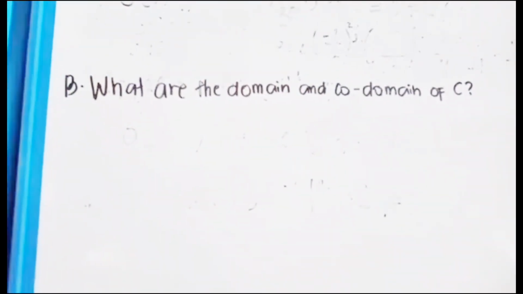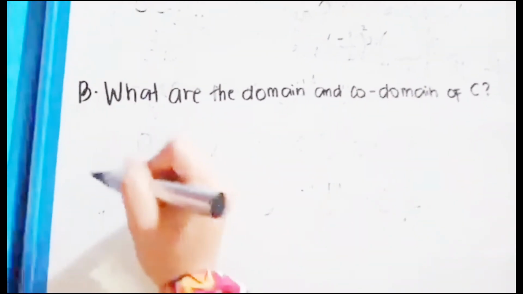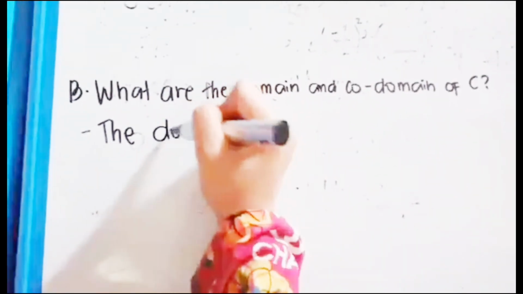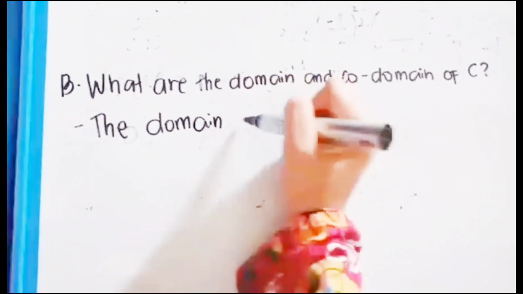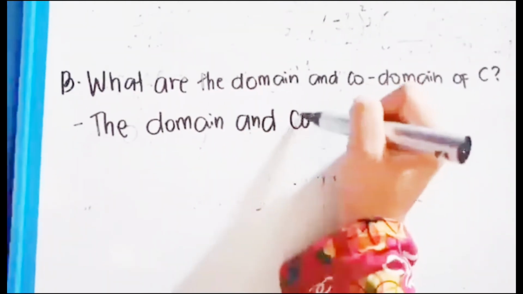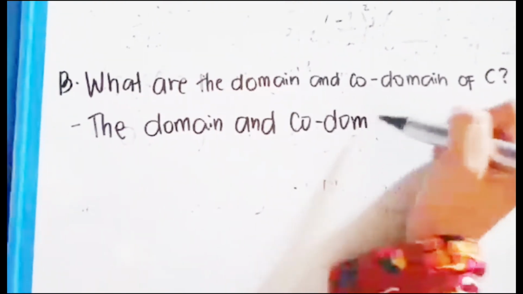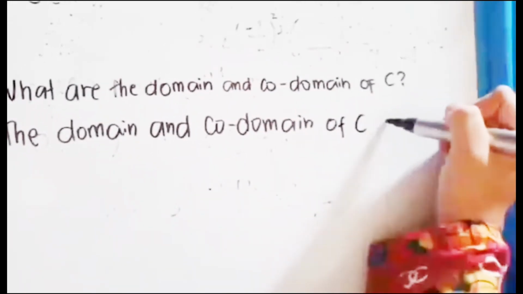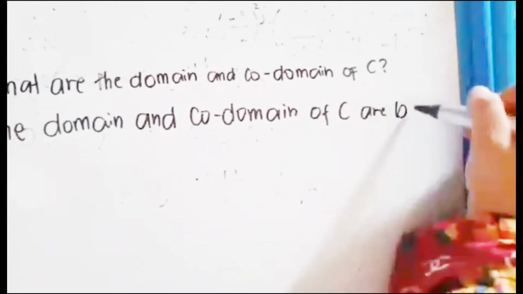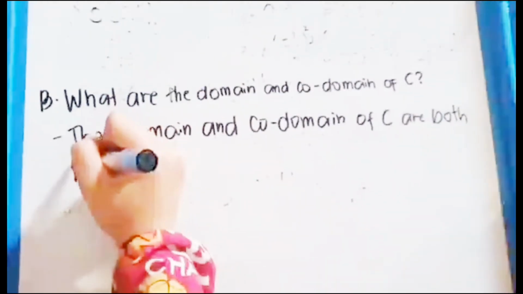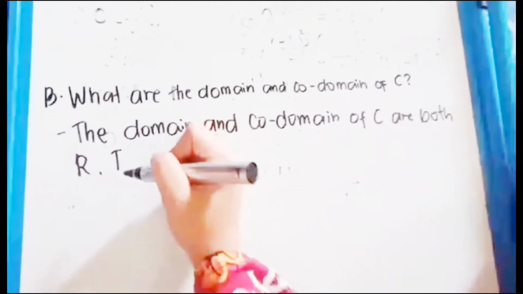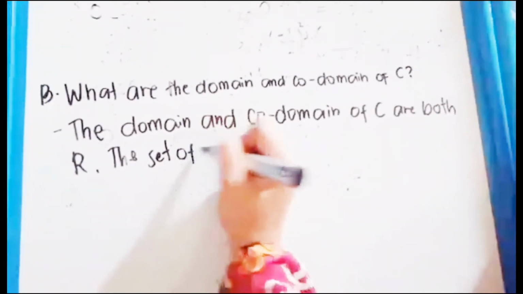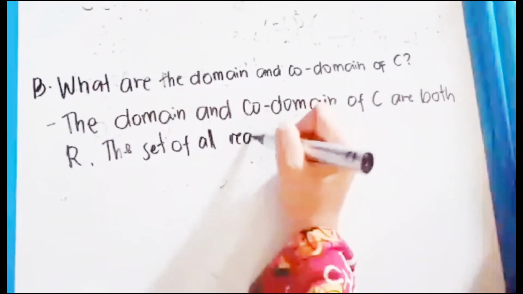What are the domain and codomain of C? The domain and codomain of C are both the set of all real numbers.